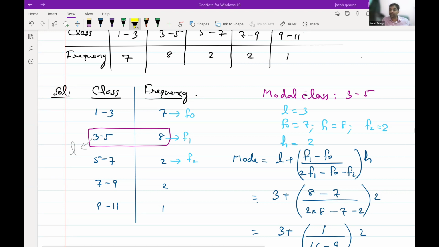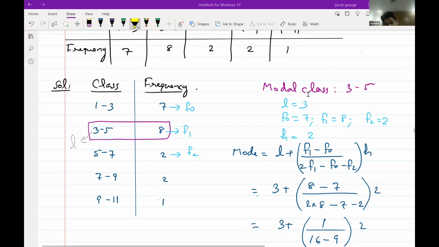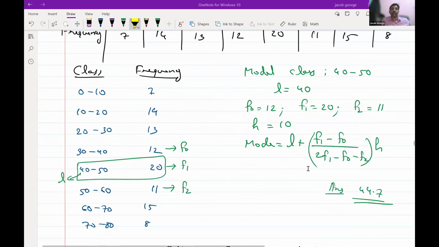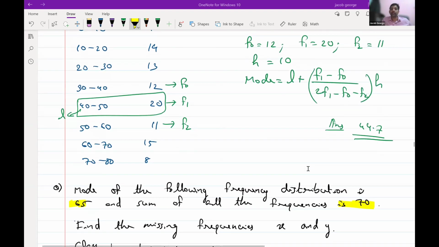Johnson, is it clear? All the steps of mode are okay, right? Yes, sir. In mode also, missing frequency questions may come. It is not in NCERT, but in past papers it is there. Okay, missing frequency. So the only thing to be noted is which class the mode belongs to. That class will be the modal class.